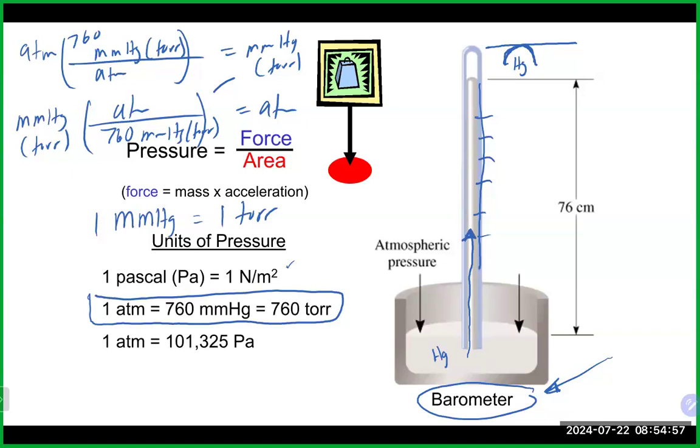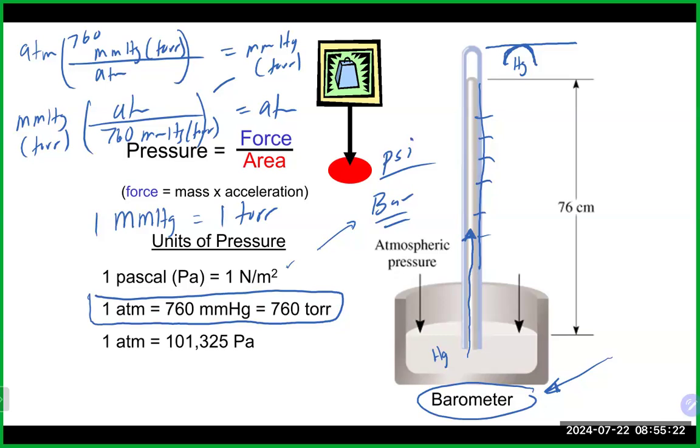1 atmosphere is equal to 101,325 pascals, or 101.3 kilopascals. There are some other units of pressure that you sometimes come across. A bar is a unit of pressure. A bar is equal to about 1.01 atmospheres. PSI, pounds per square inch: 14.7 PSI equals an atmosphere.